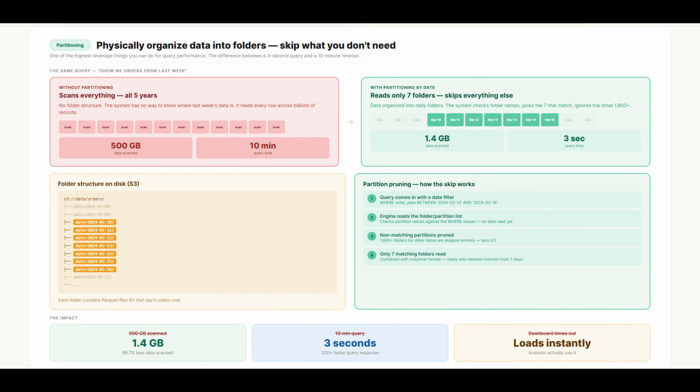That's called partition pruning. The difference can be enormous. We are talking going from scanning 500 gigabytes to scanning 1.4 gigabytes for the same query, on a big enough dataset. That's the difference between a query finishing in 3 seconds and one that times out after 10 minutes. That's the difference between a dashboard that loads instantly and one that your analysts stop using because it's too slow.